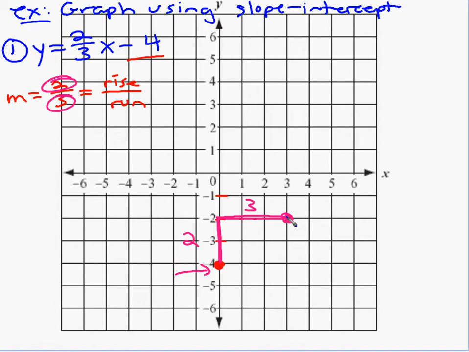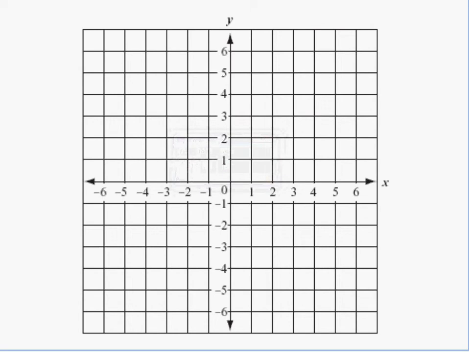Isn't that easy? Guess what? I can do it again because this graph goes on forever. I can go up 2 and over 3 again to get my next point. And I could go in the other direction. I could go down 2 and over 3 this way to that point. And guess what? I've now got a graph. Just connect the dots. Isn't that easy? Okay, let's do another one.